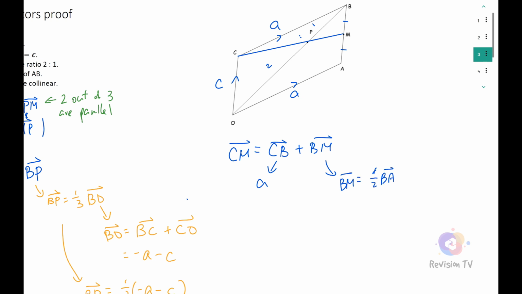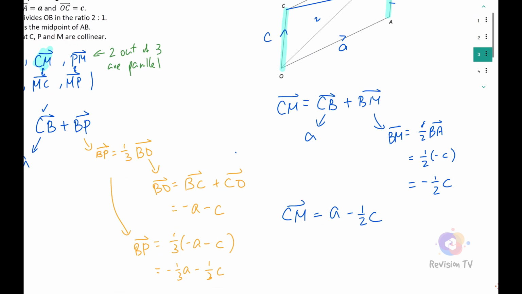Now you can be a bit smart in here because we know this is a parallelogram. In a parallelogram, the opposite lengths are equal again. So that means if OC is C, therefore AB is also C. What it means is BM will be the same as half of negative C. Why negative? Because you can see an arrow pointing upwards to C, but BM is going downwards. So it'll be negative a half C. So CM is A minus a half C.